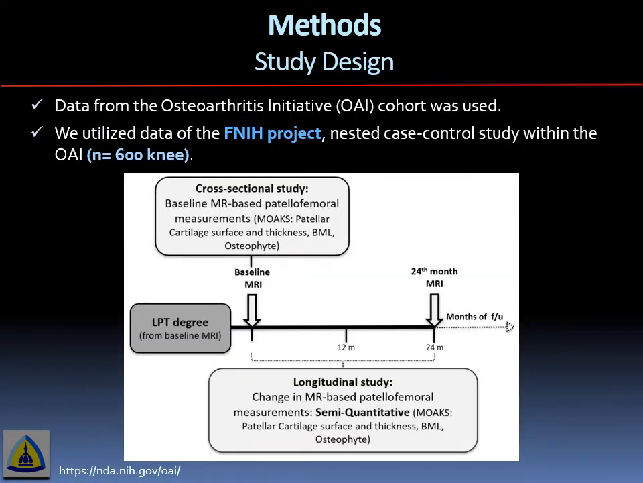Methods. We used data from the FNIH project, which is a nested case-control study within the OAI cohort. The FNIH study was originally conducted to evaluate the role of MRI-based measures over 24 months as potential biomarkers for structural and symptomatic progression of osteoarthritis. This diagram summarizes the details of our study. As you can see, our exposure is LPT and our outcome is MRI-based patellofemoral OA. Baseline and 24-month MRI-based patellofemoral joint measures related to osteoarthritis were extracted. LPT was also measured on all 600 baseline MRIs.